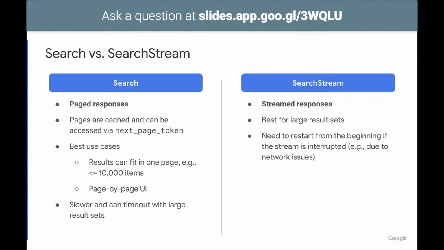So on the flip side, we have search stream, which of course gives you streamed responses. And this is best for large results, basically anything over that one-page limit. However, the downside of search stream, and this is kind of built into streaming in general, if your stream is interrupted for any sort of reason, like a network issue, for example, you'll need to restart the stream. There's no way to pick up from where you left off.